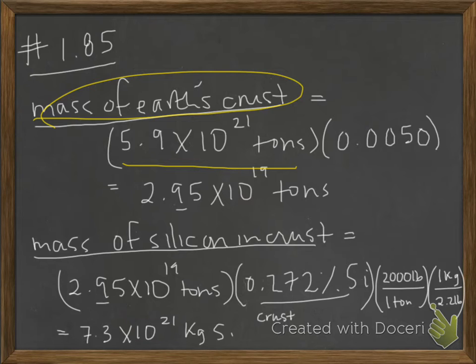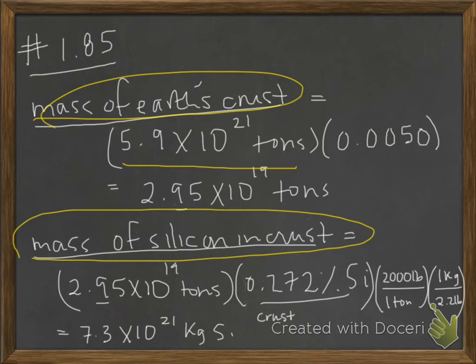crust. Now, to specifically determine the mass of the silicon in the crust, we know that silicon makes up 27.2% of that mass, which is what this number is, multiplied by the mass of the crust, and we then want to include some conversion factors to get our quantity of silicon in terms of kilograms. We would multiply that by 2,000 pounds per ton, tons will cancel, and then we would multiply this by the relationship between kilograms and pounds. Pounds would cancel, leaving us with the kilogram quantity.